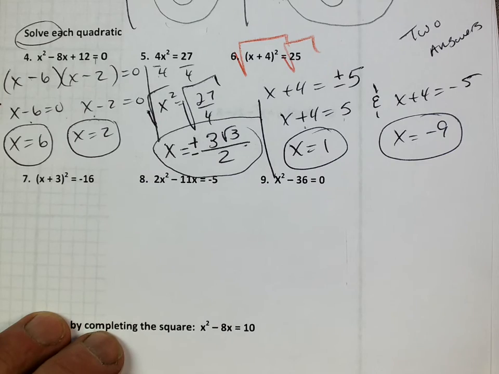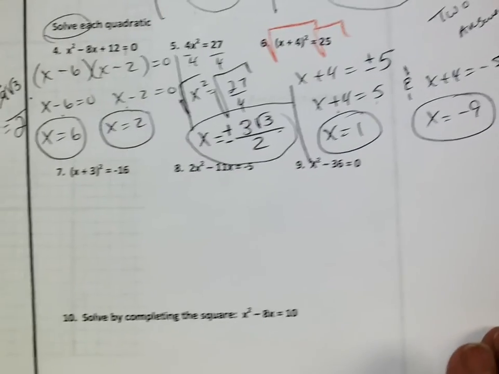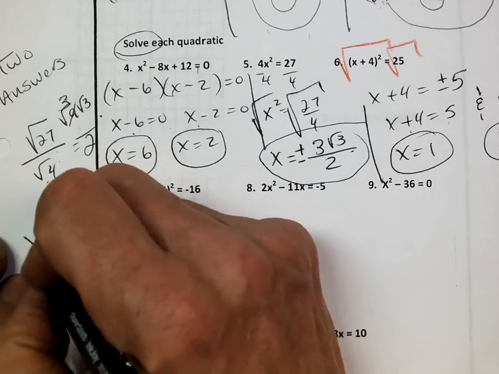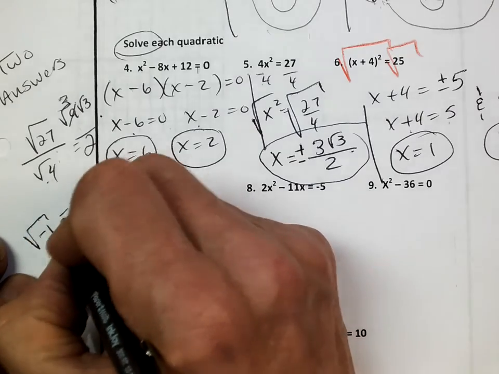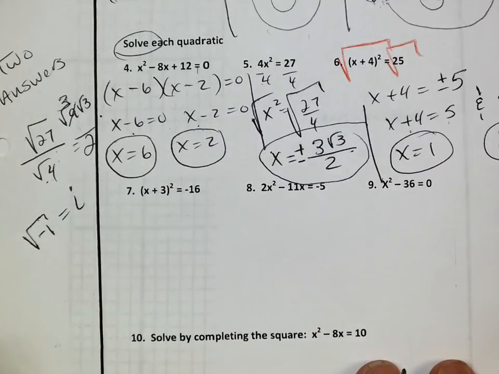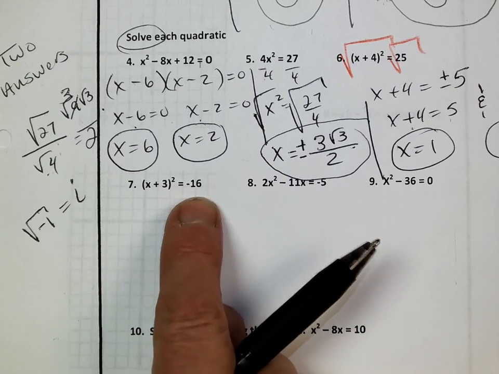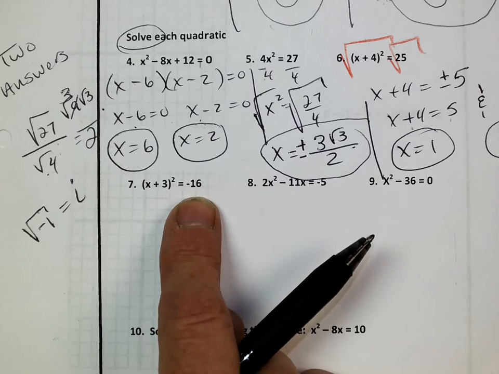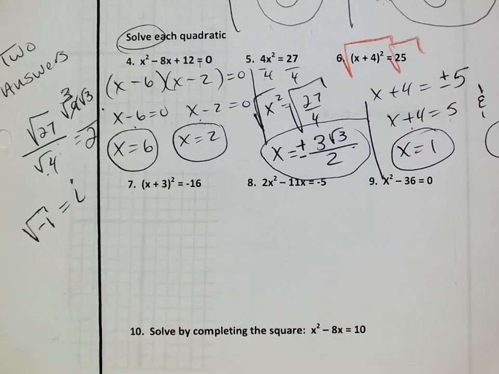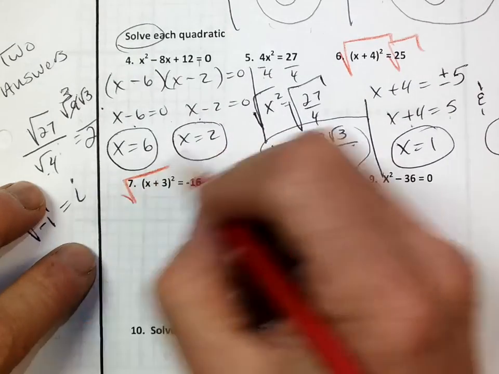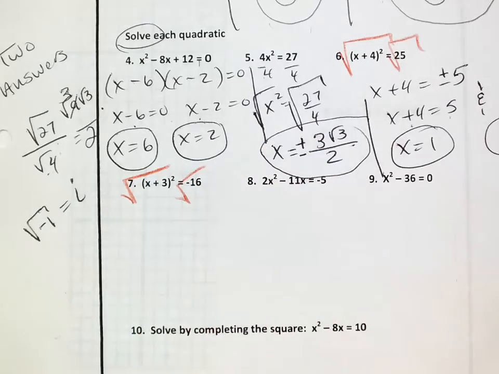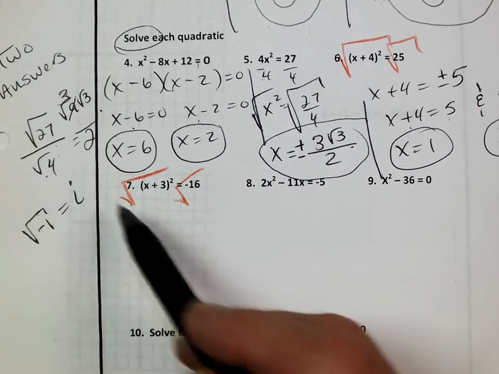Number 7. If you were not here on Friday, whenever we take the square root of a negative 1, we get this number called i. Okay? i is the square root of negative 1. And we're going to need to know that for number 7, because when I take the square root of a negative 16, I'm going to get an i answer. So I'm going to square root, because the square root gets rid of the square.